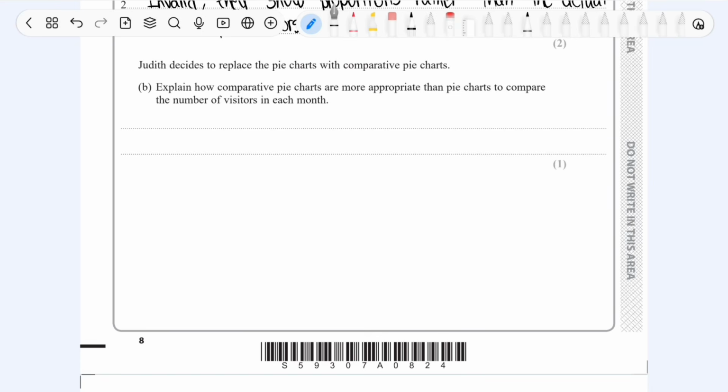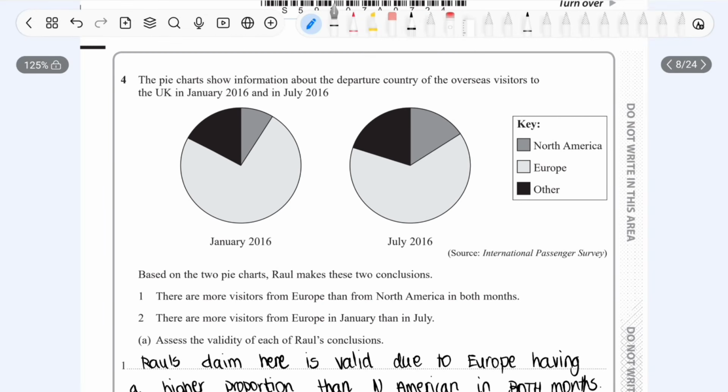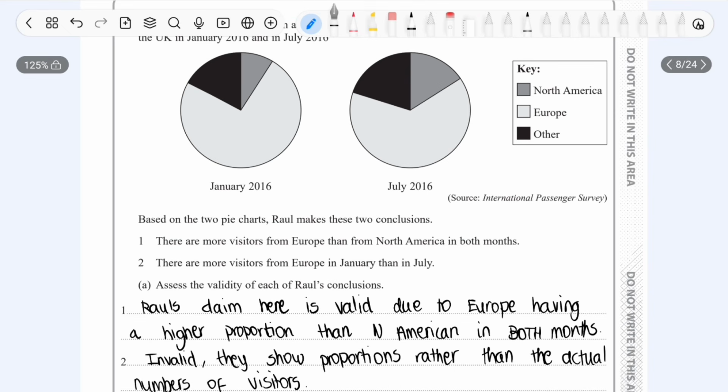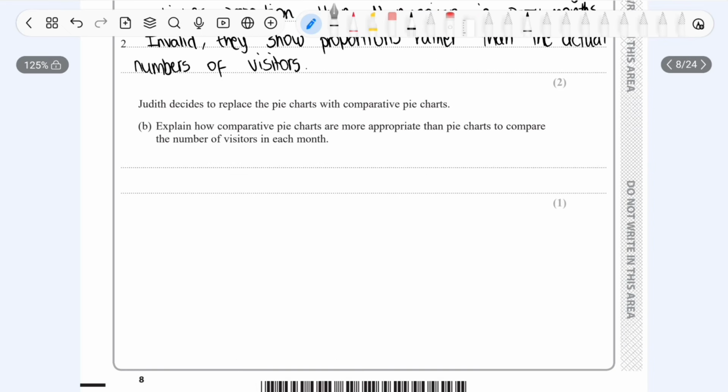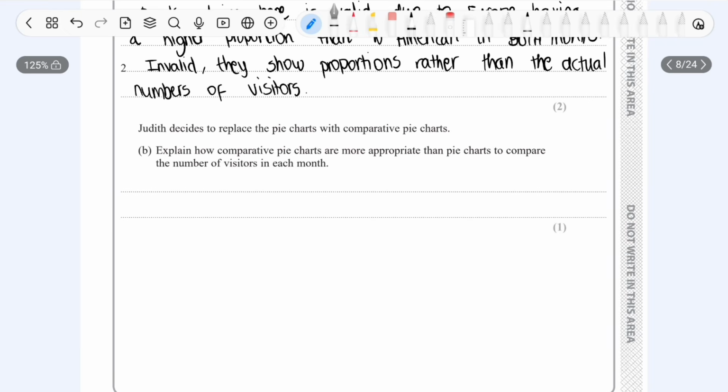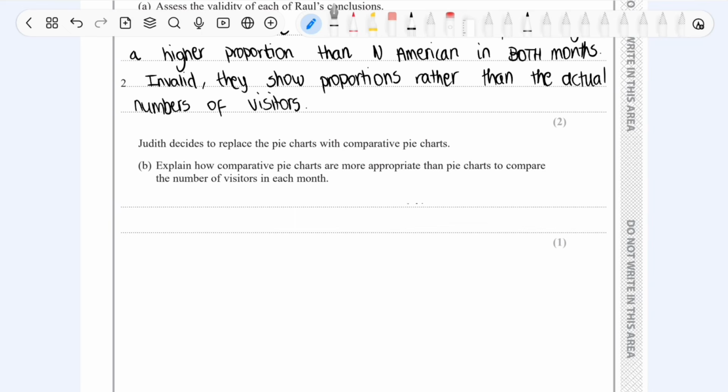Now Judith decides to replace the pie charts with comparative pie charts. Explain how comparative pie charts are more appropriate than pie charts to compare the number of visitors in each month. But one thing that you naturally expect is that the exact same number of people will not be going overseas in different months. You're not going to have exactly 10,001 in both months. You might have a slight variation, maybe a lot of variation. Either way, they're not going to be the exact same. We can write that comparing the areas would effectively compare the numbers.